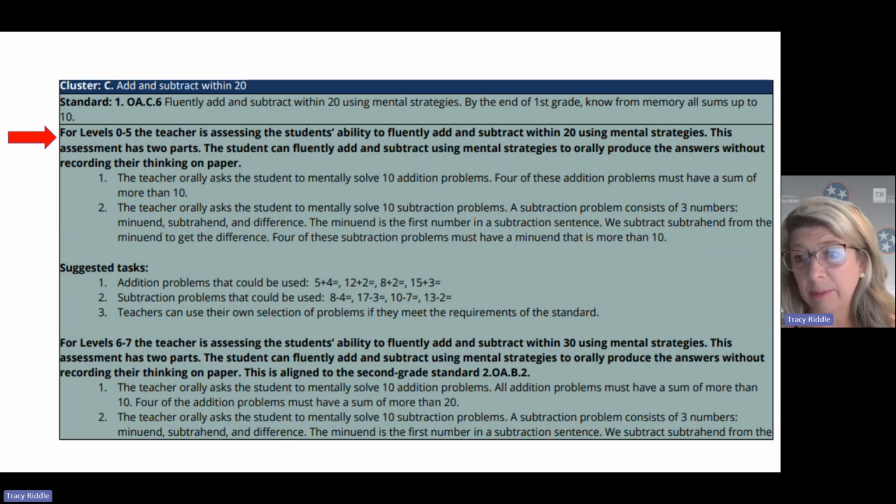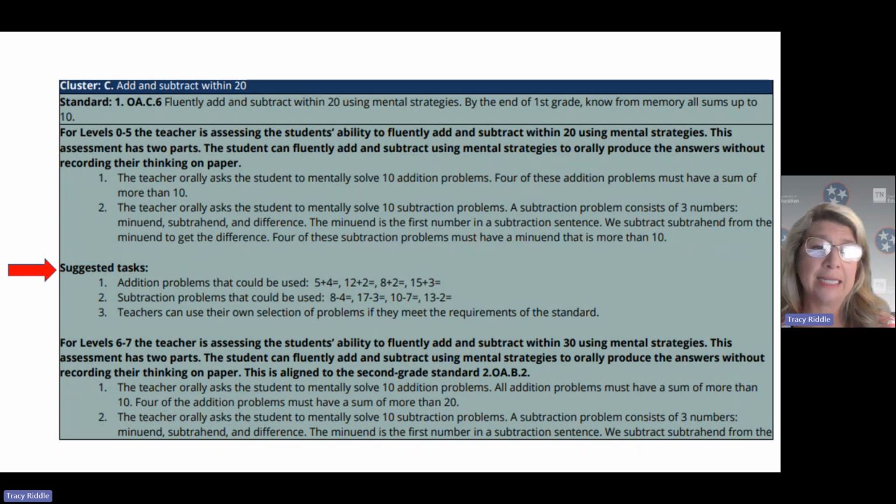A subtraction problem consists of 3 numbers: a minuend, a subtrahend, and a difference. The minuend is that first number in a subtraction sentence. We subtract subtrahends from the minuend to get a difference. Of these 10 subtraction problems that you orally ask the students, 4 of them must have a minuend that is more than 10.